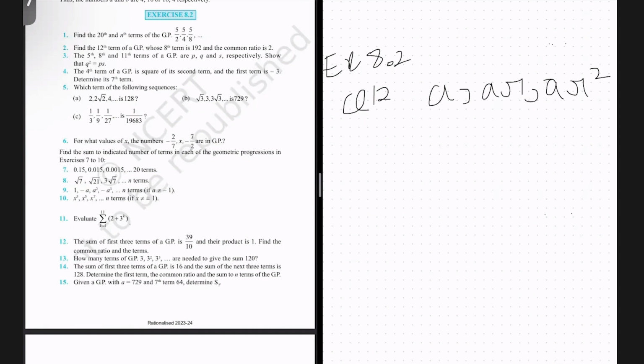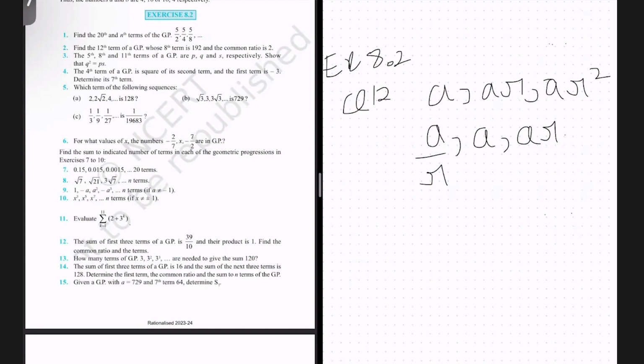So if I were to choose the first 3 terms when their product has been given to us, I would assume the 3 terms to be like this: A by R, A, and AR, right? What this now does is, when these 3 terms are multiplied, R gets cancelled, and I'm only left with an equation in terms of A. So I will easily be able to solve for A, and subsequently I'm going to be able to find out the value of R as well, right?